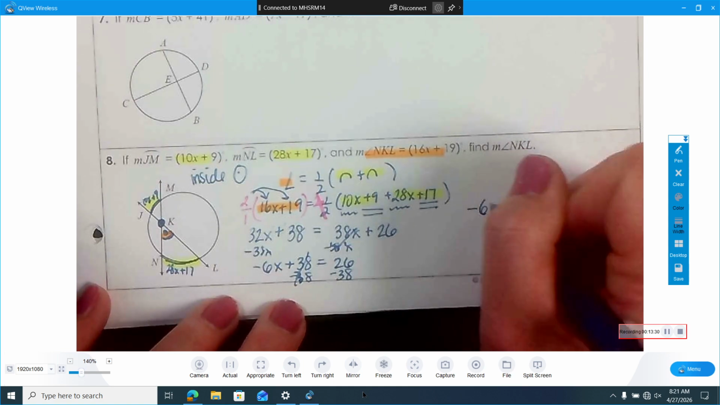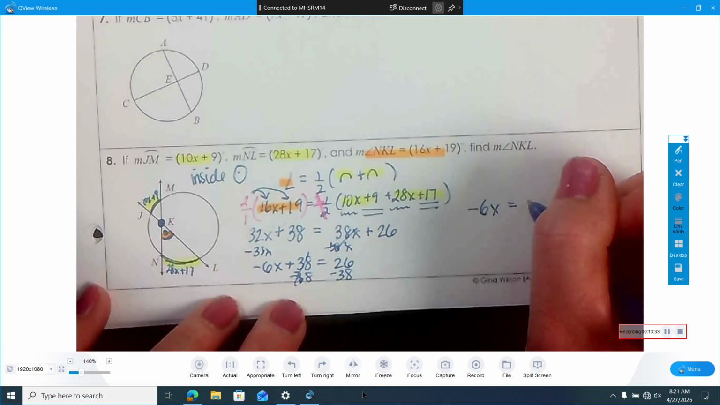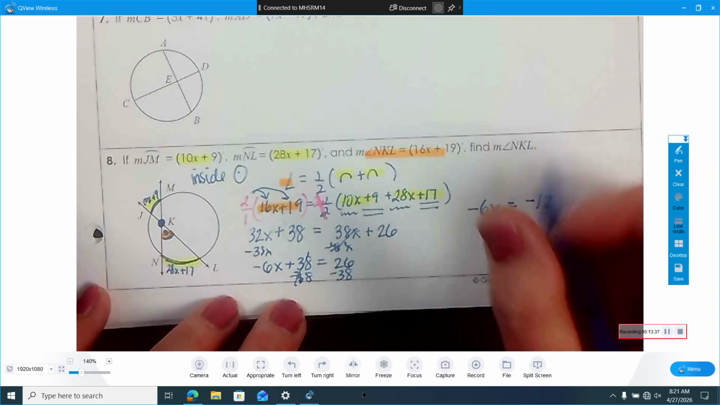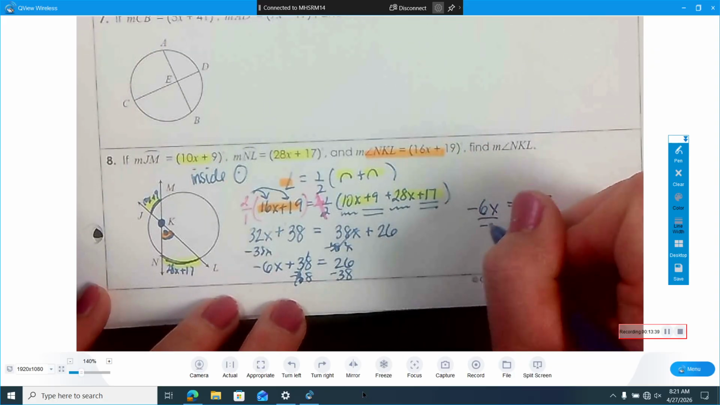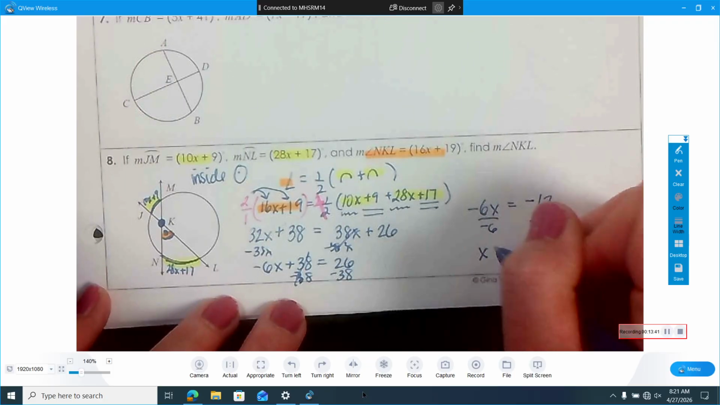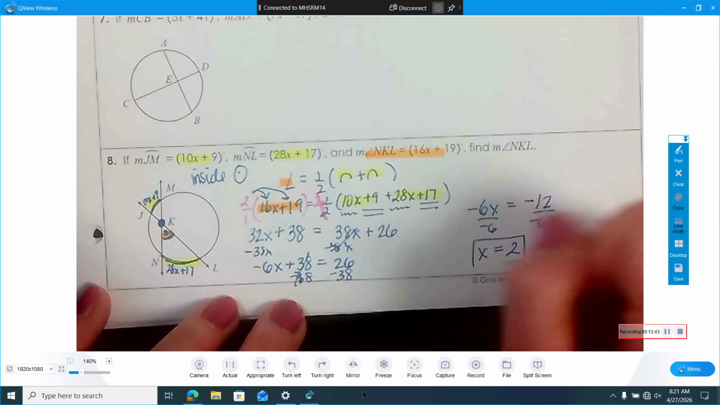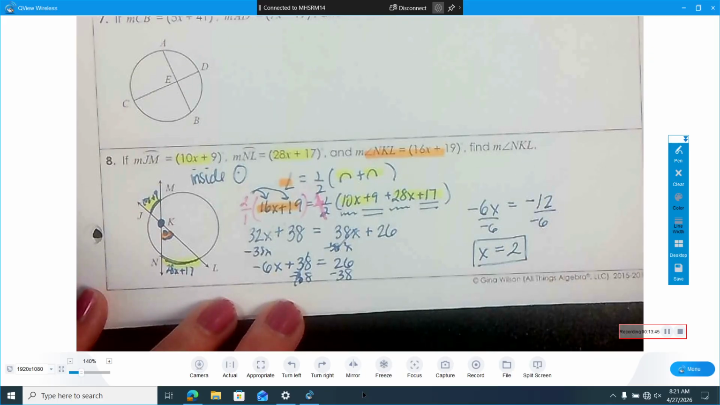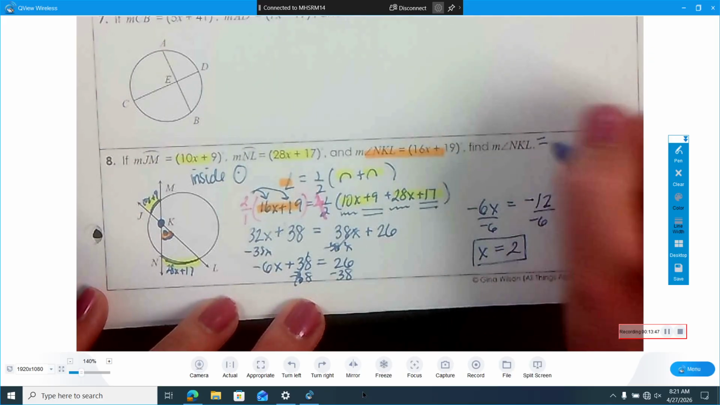So I get negative 6x equals negative 12. Okay. And then we can divide by negative 6. So we get x equals positive 2. Are we done? No. We've got angle NKL. Yeah, we've got to plug it in.